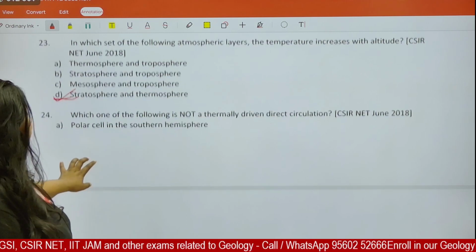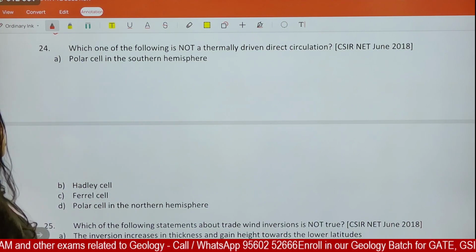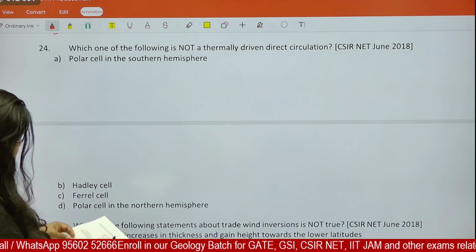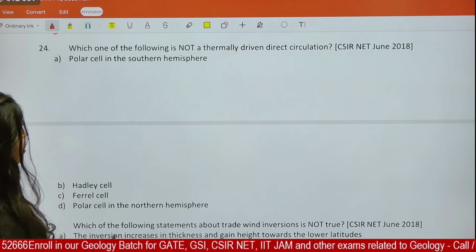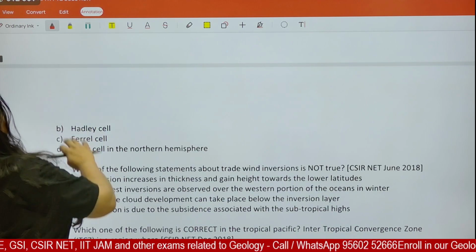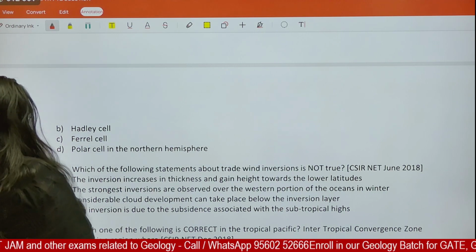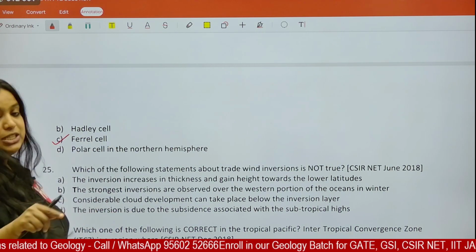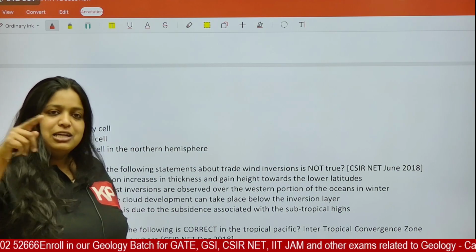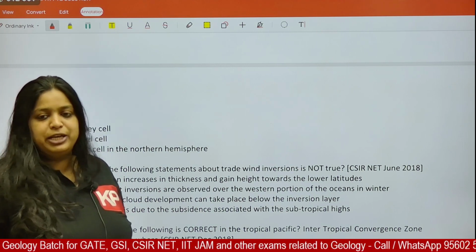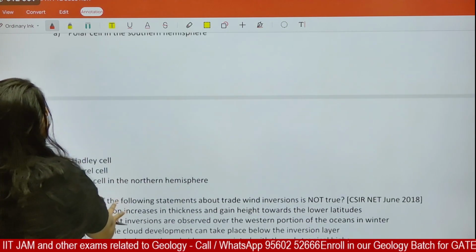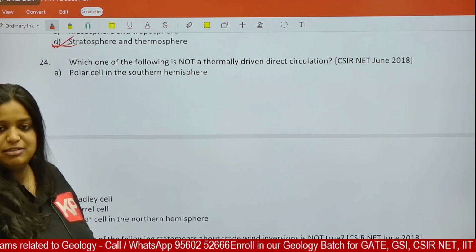Stratosphere and thermosphere. Which one of the following is not a thermally driven direct circulation? The polar cell in the northern hemisphere is a thermally driven direct circulation. Hadley cell is also temperature driven. Ferrel cell is actually not a temperature driven circulation. It's because of the polar cell and Hadley cell that the Ferrel cell forms in between. So Ferrel cell is the answer. It's not a thermally driven direct circulation.